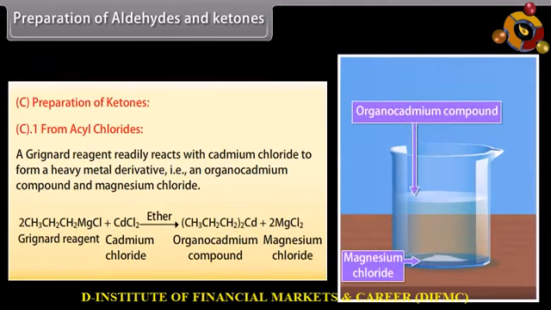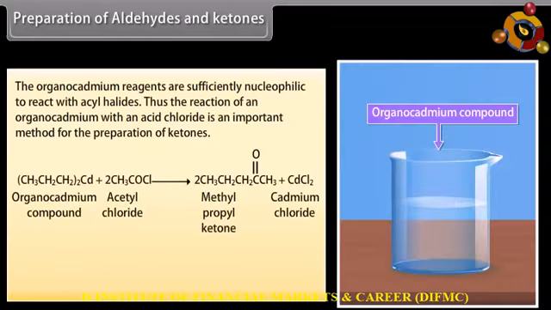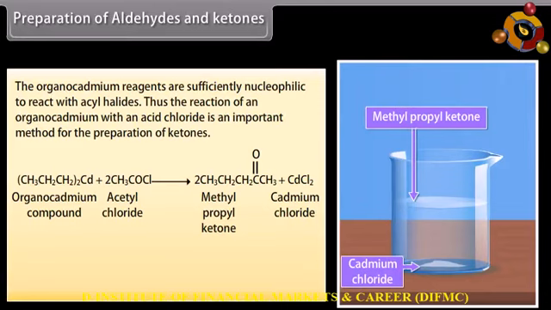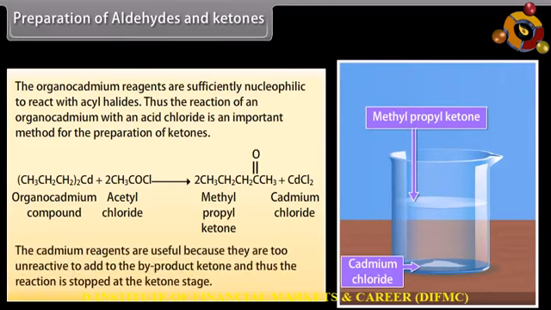The organocadmium reagents are sufficiently nucleophilic to react with acyl halides. Thus, the reaction of an organocadmium with an acid chloride is an important method for the preparation of ketones. The cadmium reagents are useful because they are too unreactive to add to the product ketone, and thus the reaction is stopped at the ketone stage.